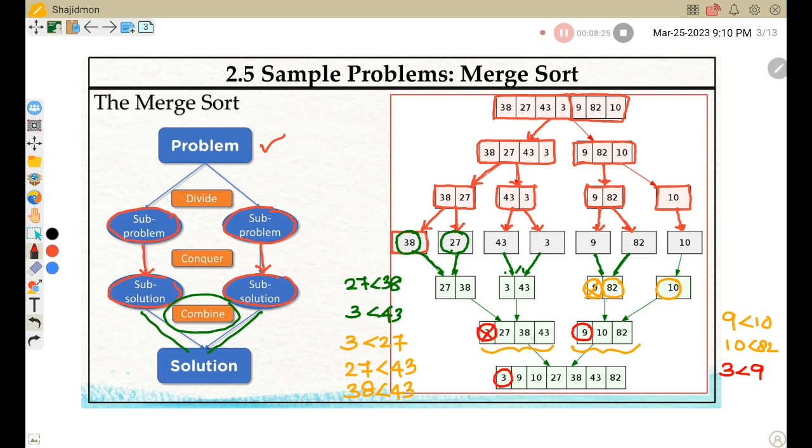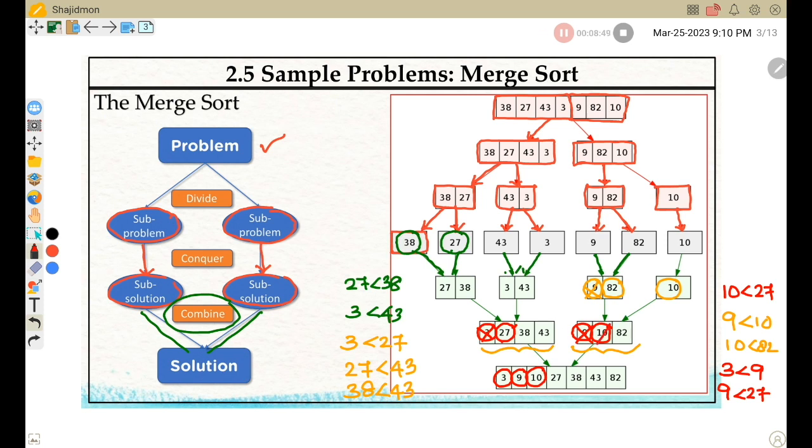Now this 3 is done, which means take the next number, 27 here. 27 and 9 we are comparing. So we can write 9 is less than 27, correct? So 9 will come as the next number. So 9 also is done. Next we go to 27 and 10. 27 and 10. We can write 10 is less than 27. 10 is the next smallest number, so 10 will come here.